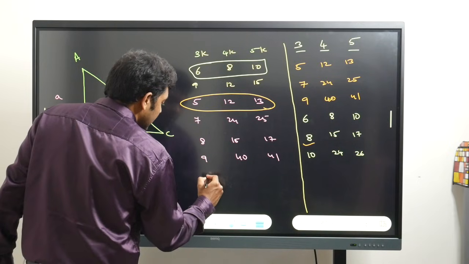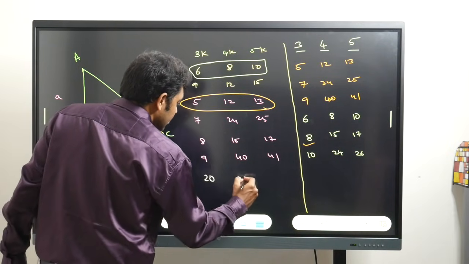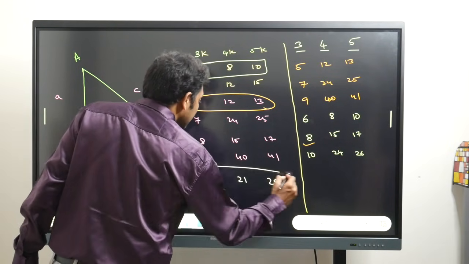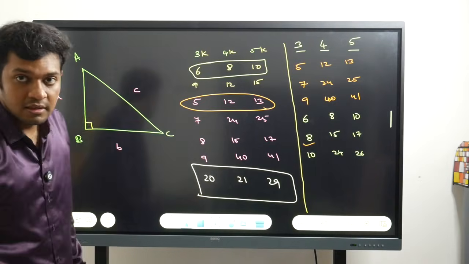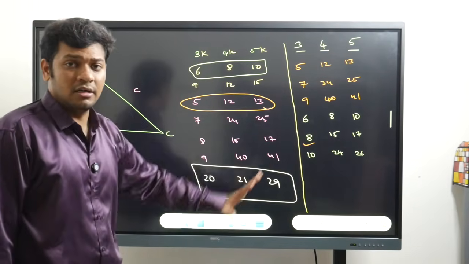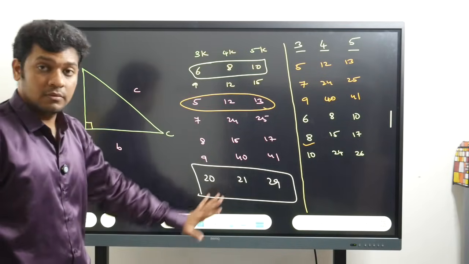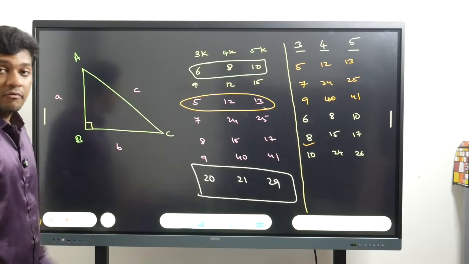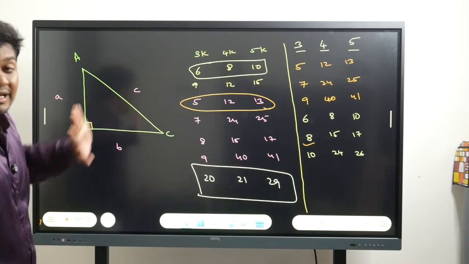Say for example, you have 20, 21, 29. Just remember this alone in addition to these things. So most of the questions will be revolving around these Pythagorean triples. It's good to know this, right? So for a right angle triangle, when you have sides, Pythagorean triplets or triples.